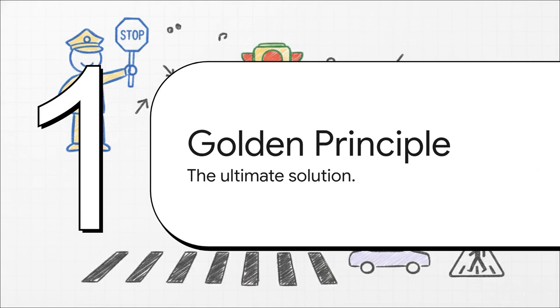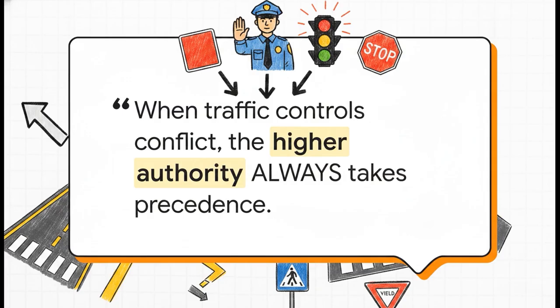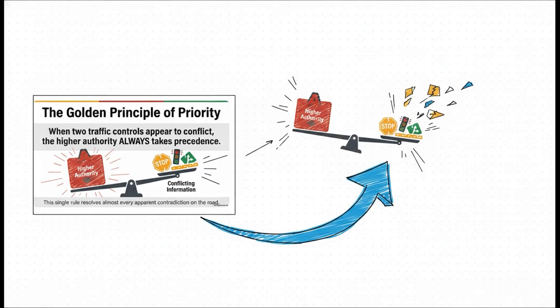Okay, take a second and really let this golden principle sink in, because it is the absolute foundational rule for everything we're about to cover. When two traffic controls appear to conflict, the higher authority always takes precedence. You don't average them out. You don't just pick the one that looks safer. No, you strictly follow the highest rank.